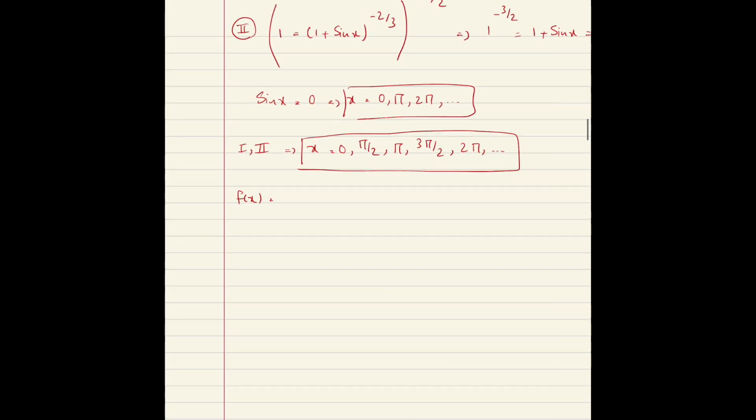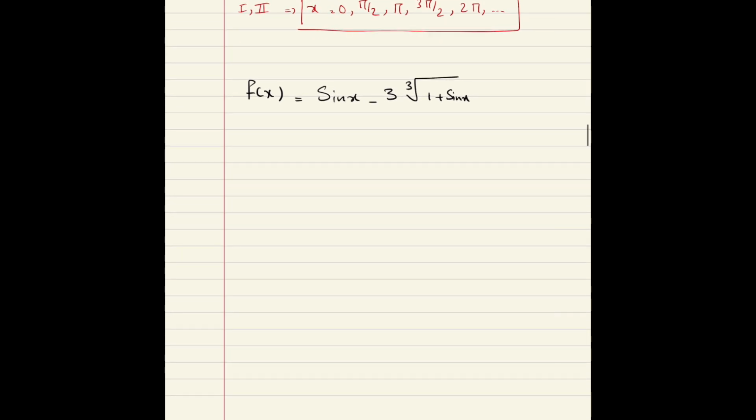The function is sine x minus 3 times the cube root of 1 plus sine x. So first off, I'm going to replace x equals 0. So f(0) would be equal to sine 0 minus 3 times the cube root of 1 plus 0, and the answer is negative 3. f of pi over 2 is equal to sine pi over 2 minus 3 times the cube root of 1 plus sine pi over 2, or 1. And the answer is 1 minus 3 times the cube root of 2.